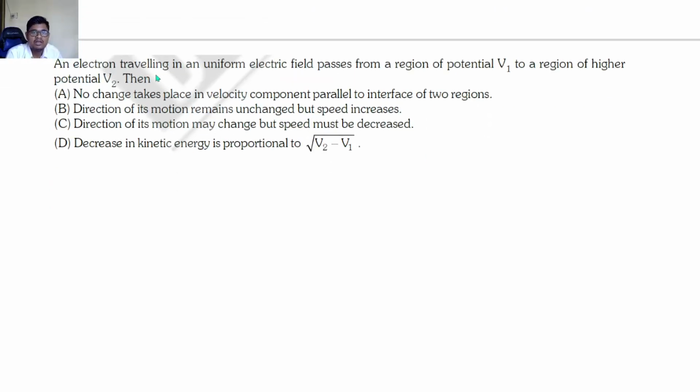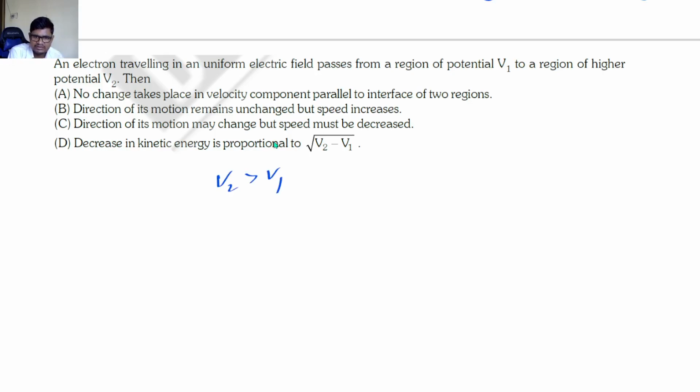In this question, an electron traveling in a uniform electric field passes from a region of potential V1 to a region of higher potential V2. So when the electron is passing from a region of potential V1 to a region of higher potential V2, that means V2 is greater than V1, it is said.